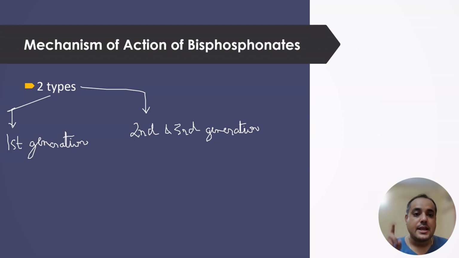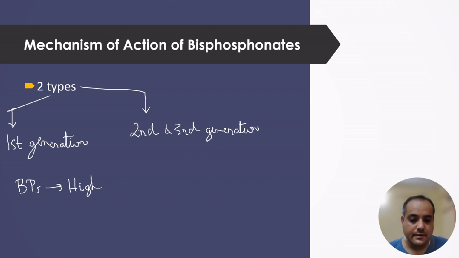Now the bisphosphonates, they have a very high affinity for the calcium ions. And where can we find these calcium ions? These calcium ions are found under the osteoclasts, right? Suppose this is the bone surface, this is where the resorption is taking place, and this is where the osteoclast cell is.